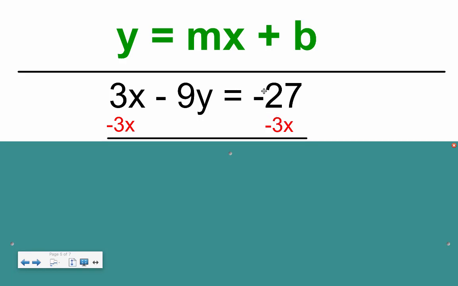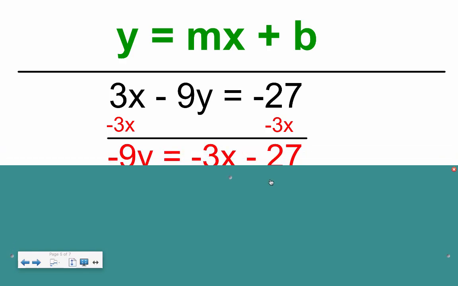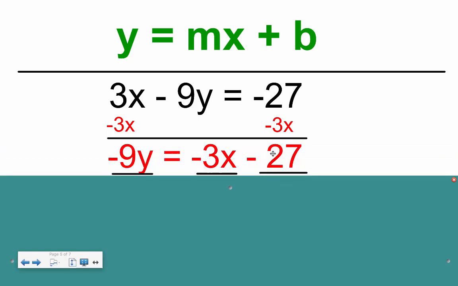Again, the negative 27 and the negative 3x are not like terms, so I can't combine them together and call it negative 30x. So I leave them sitting as independent terms. I'm choosing to put the negative 3x first and the negative 27 second so that it follows this mx plus b format.